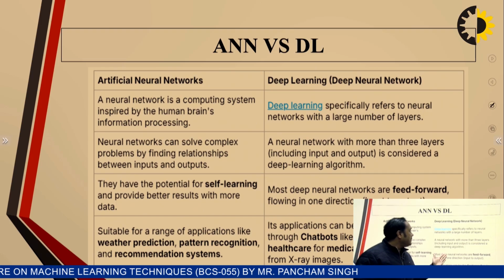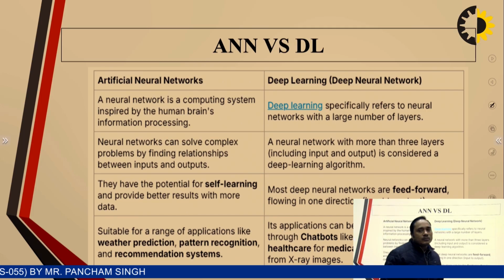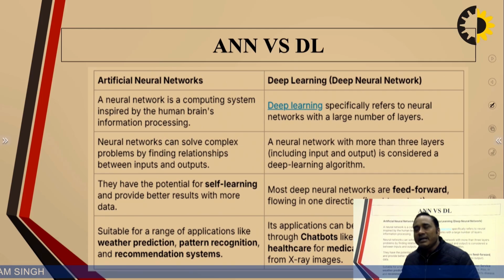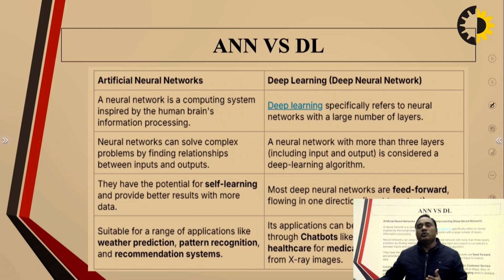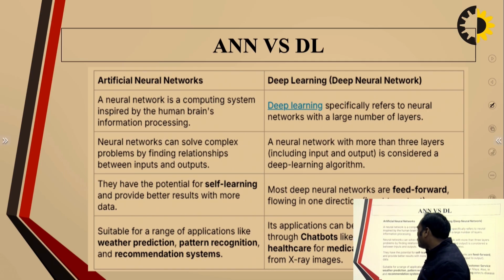But in case of DL, that is deep learning, most deep learning networks are feed forward, flowing in one direction, input to output. So you just give the input, and after that it will move to the hidden layer, then you will get the output. Last one, suitable for a range of applications like weather prediction, weather forecasting, pattern recognition, recommendation systems. So this is widely used for these 3 important areas.